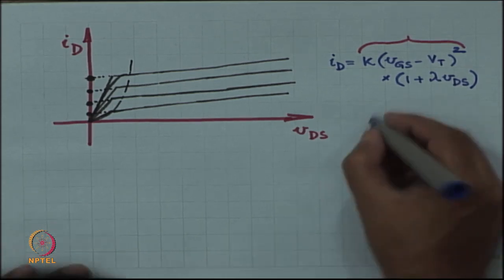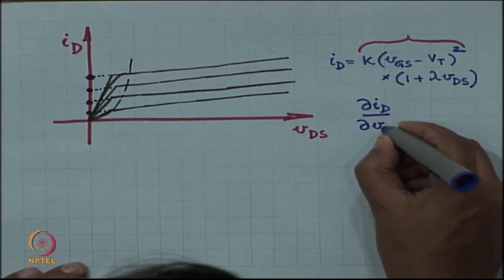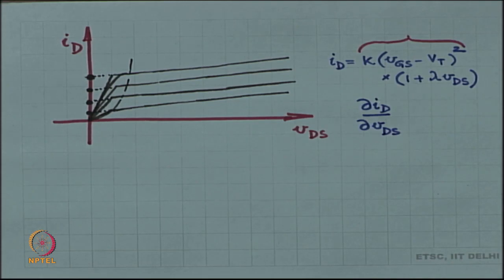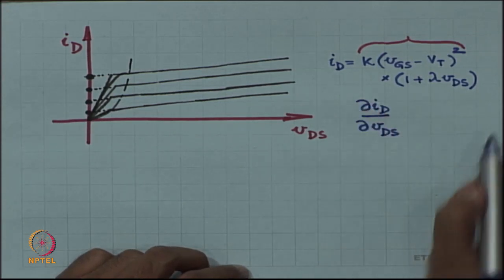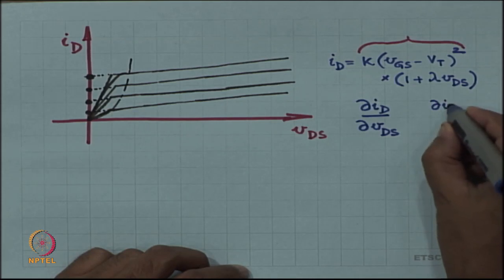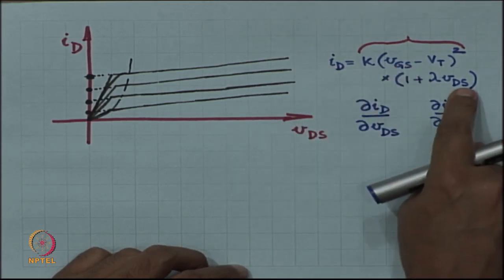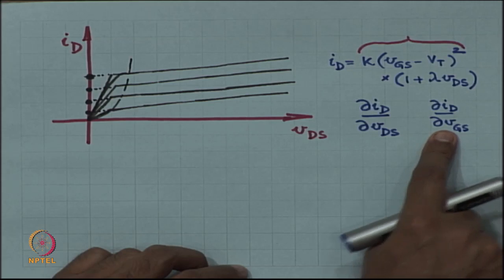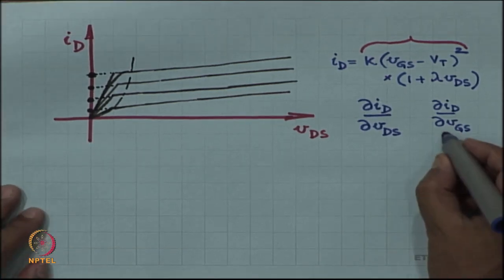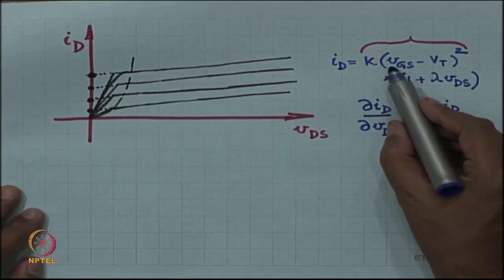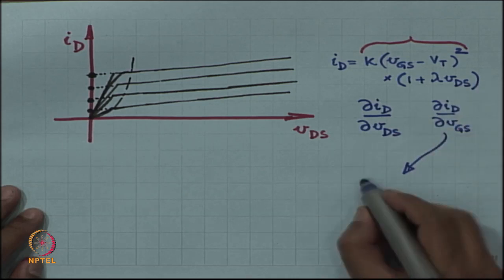So, when you do the partial derivative of ID with respect to VDS, what do you get? When you do the partial derivative of ID with respect to VGS, there are two partial derivatives. ID is now a function of VGS as well as VDS. You can do dou ID by dou VGS, you can do dou ID by dou VDS. If you do this, what do you obtain? You obtain 2 times k times VGS minus VT times the rest of the stuff.